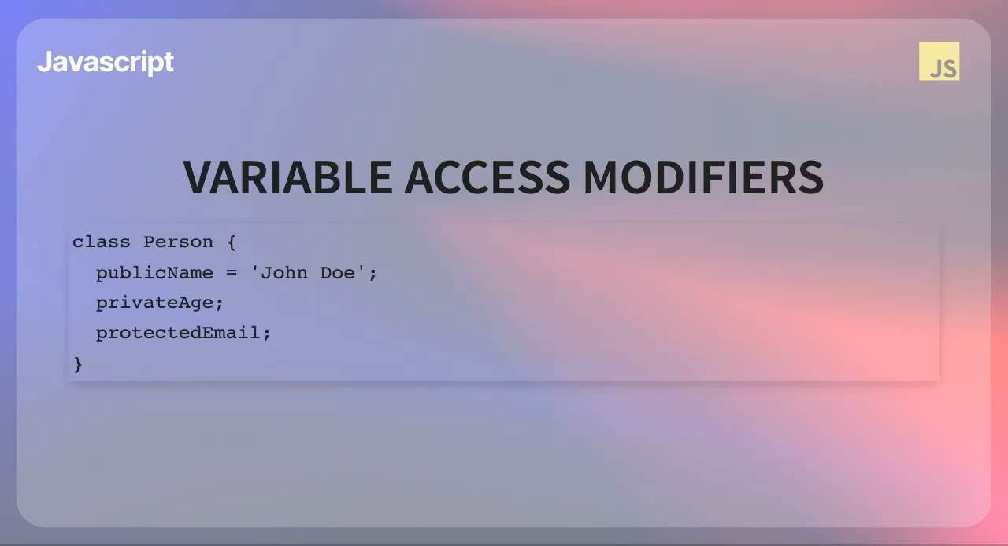Now that we've discussed why encapsulation matters, let's dive into the key concepts involved. We have public variables, which are exposed to external code, private variables, which are hidden internally, and protected variables, which are inherited by child classes.